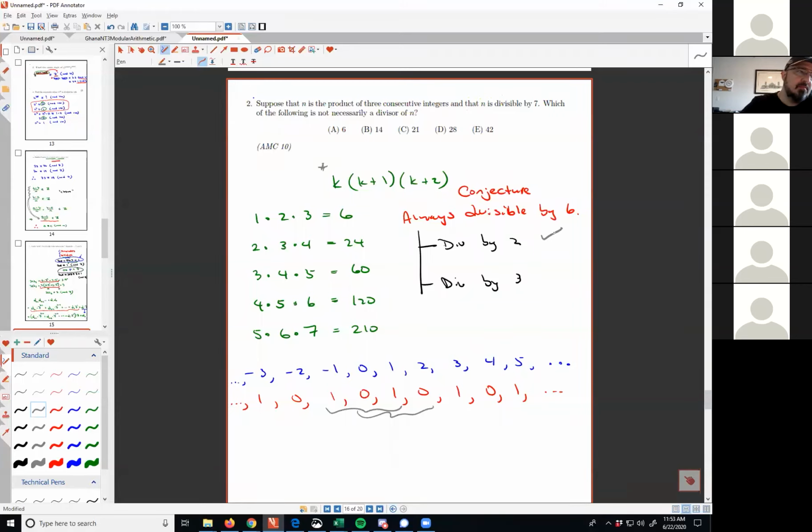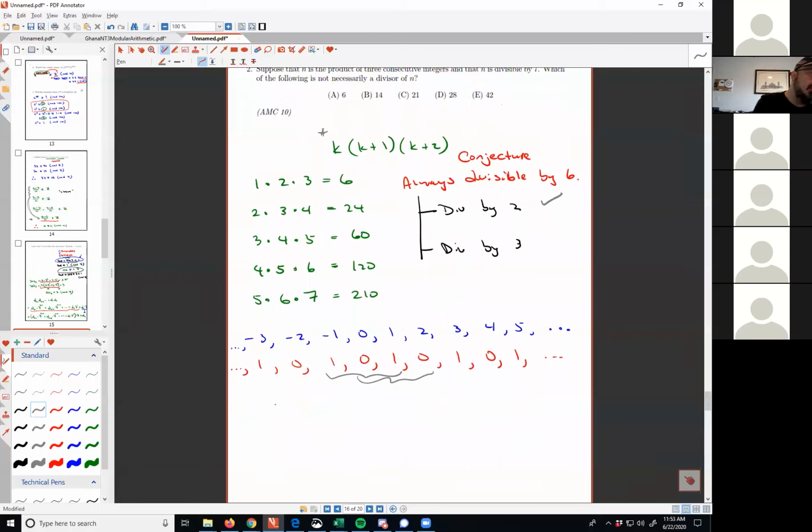We put them in mod 3, and we can go through cases. We'd say, well, if k is congruent to 0 mod 3, then the product is 0 mod 3. If k is congruent to 1 mod 3, then k plus 2 is 0 mod 3. If k is congruent to 2 mod 3, then k plus 1 is a multiple of 3.